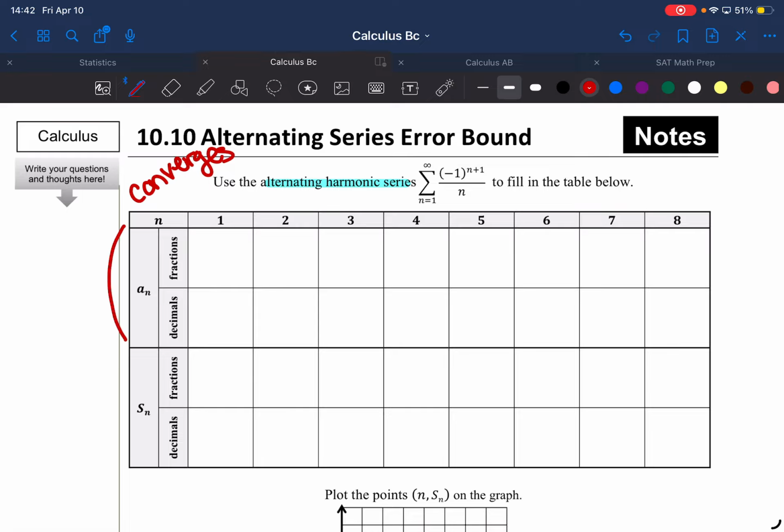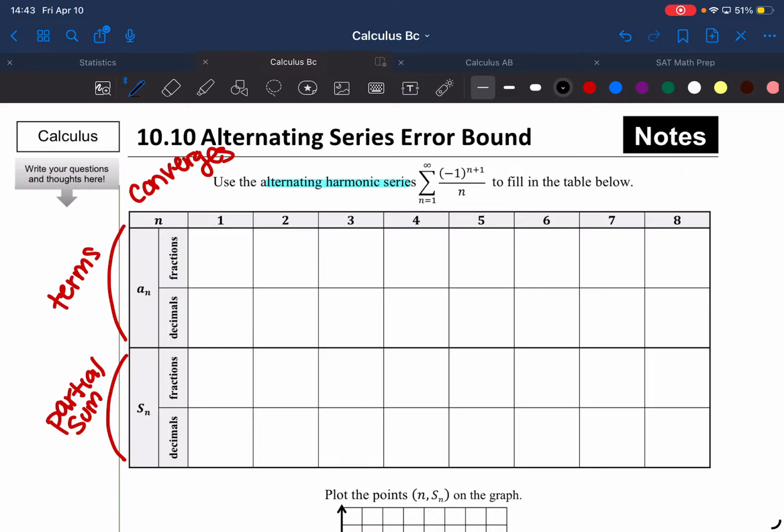So just keep in mind, remember that when we learned about a sub n, that is terms, meaning if you plug in all the values of n, you would get a sub n. And then remember, s sub n is the partial sum. So for example, if you're trying to find the partial sum of s sub 3, that would be you adding a sub 1 plus a sub 2 plus a sub 3. That would be the partial sum.